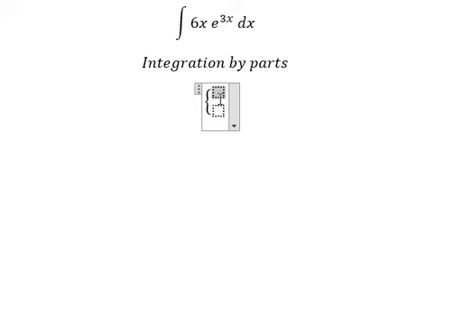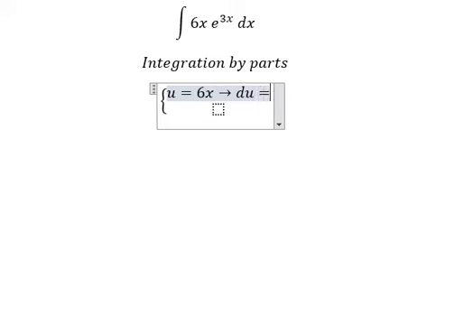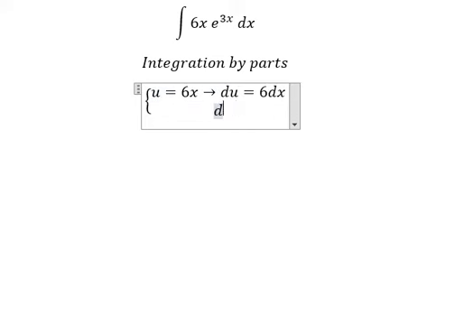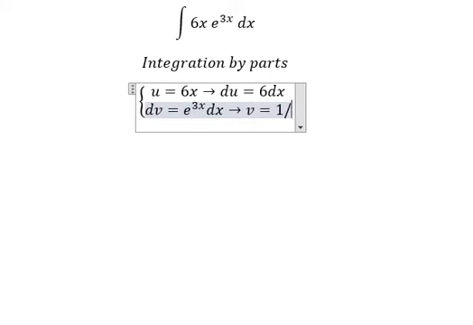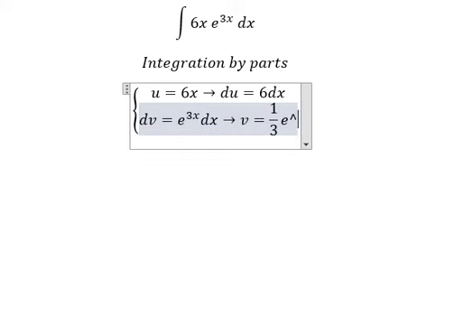So I will put u equal to 6s. If we take the first derivative of both sides, we have du equals 6 ds. For dv, we have e to the power of 3s ds. The integration of this one gives us 1 over 3 e to the power of 3s.